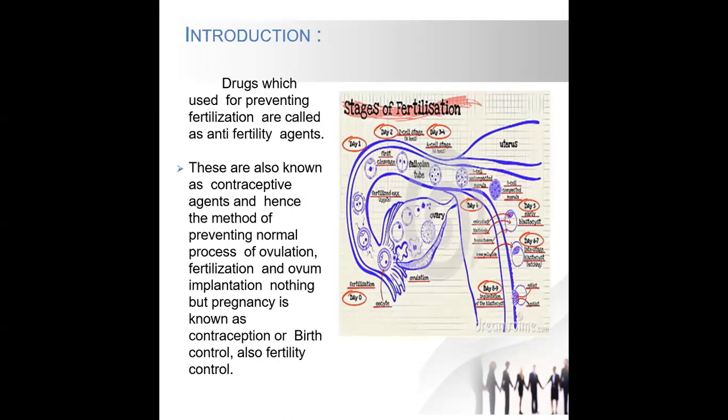Now, in the introduction, the drugs used for preventing fertilization are called anti-fertility drugs. They are also known as contraceptive drugs, and hence the method of preventing the normal process of ovulation, fertilization, and ovum implantation, nothing but pregnancy, is known as contraception or birth control. It is also called fertility control.